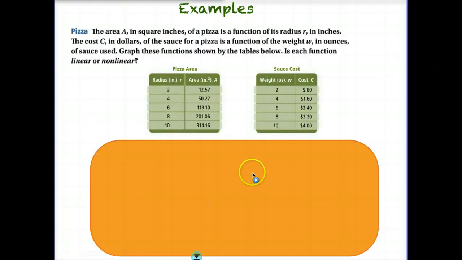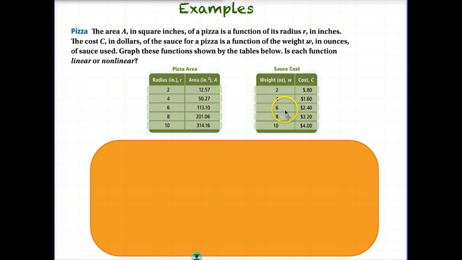So let's look at some examples. In this case, we're looking at pizza area and the sauce cost. The area A, in square inches of a pizza, is a function of its radius r. Okay, so what they're saying is that the area is determined by how big the radius of the pizza is, and r is in inches. And if we look at this second graph, the cost C in dollars of the sauce for a pizza is a function of the weight, which is W, in ounces of sauce used. So the more sauce that's used, the greater the cost.